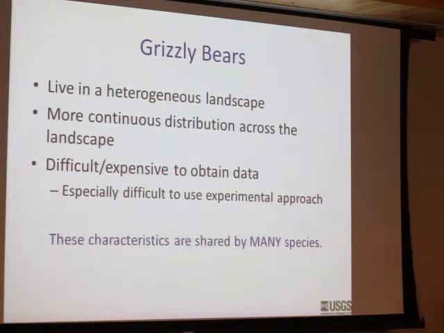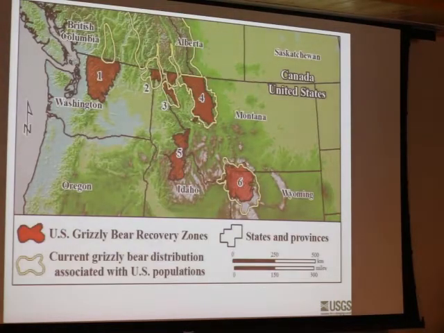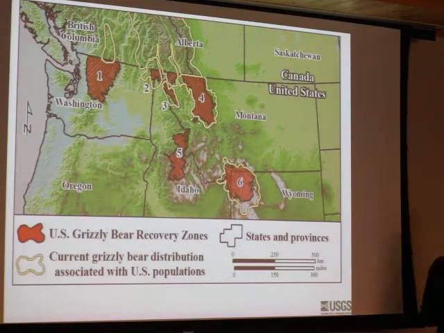And grizzly bears aren't alone by any means. These characteristics are shared by a lot of different species, and I'm sure a lot of you are working on species that have similar challenges. But these kinds of reasons are part of why landscape genetics seems like the way to go.